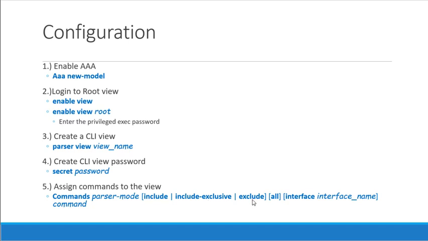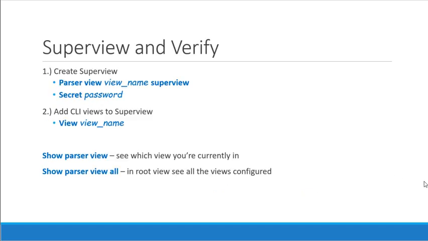I can exclude commands. I can use the keyword all, which just means that all the commands in that mode, in our configuration mode that begins with our keyword or all our sub-interfaces that are part of an interface, if I do that, they'll all be included. And if I want to specify an interface, then I use the keyword interface and then the interface name, and then lastly, the command that I want to add to the view. It's enable AAA, log into root view, create a CLI view, create a CLI view password, and then assign commands to that view.